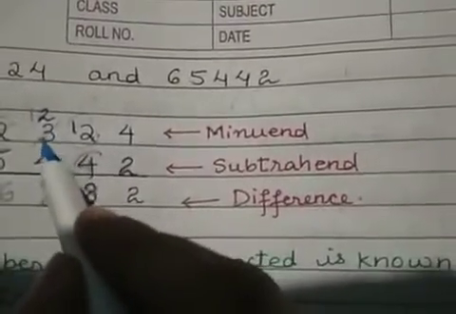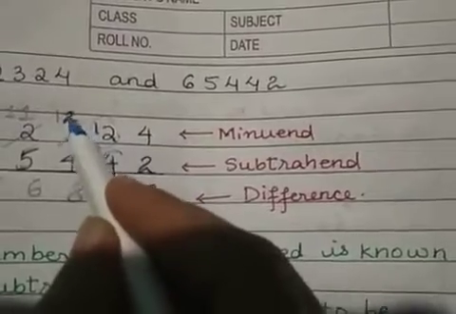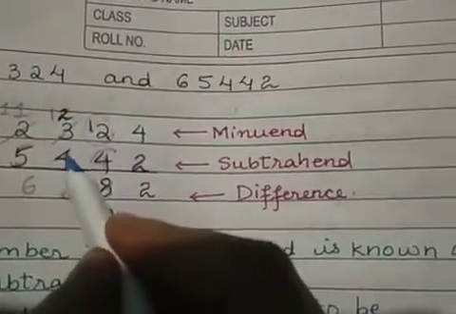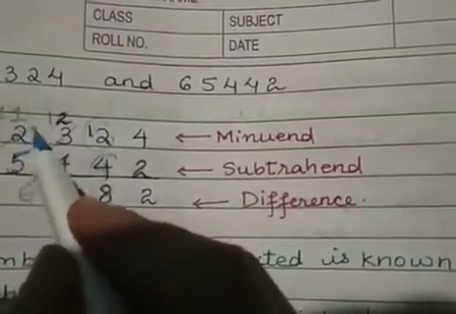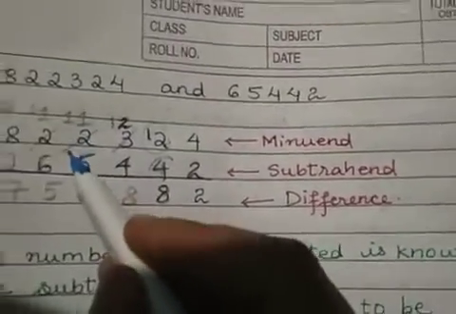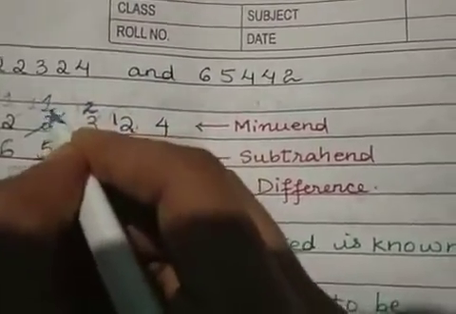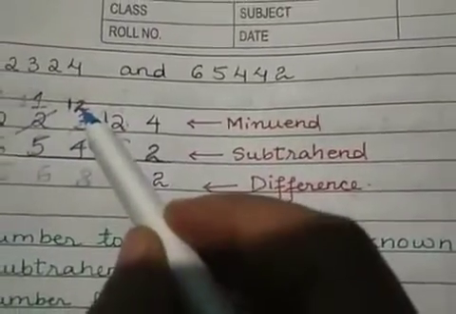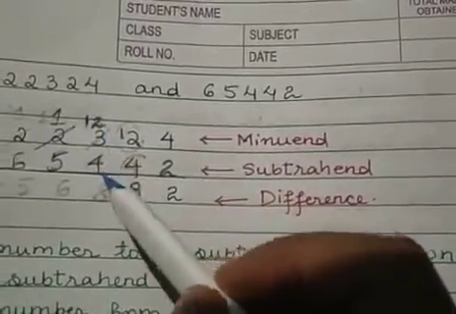Now I have taken 1 away from here, so what remains here is 2. From 2, I have to subtract 4. Again, it is not possible. So I have to take away 1 from the previous number. Here it is 2. If I take away 1, what remains here is 1. So now from 12, can I subtract 4? Yes. 12 minus 4 is 8.